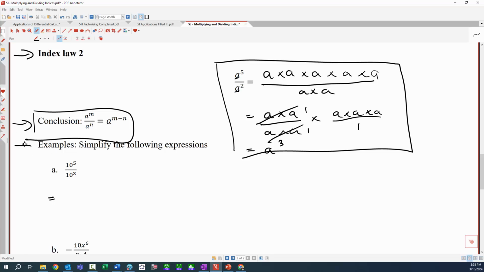Now that you've got that copied down, what we're going to do is the examples, of which I think I've got 3 of them. So can you please write the word examples, and then please write down the instructions. Simplify the following expressions. All right, so again, with this one here, what we're going to notice is that we've got the same base and the same base. So that means that this rule, index law 2, applies. All right, so we've got 10 to the 5 over 10 to the 3. So that's going to be 10 to the, and all I do is I remove 3 from 5. That's going to be 2. We could evaluate that quickly as well. That's going to be 100.